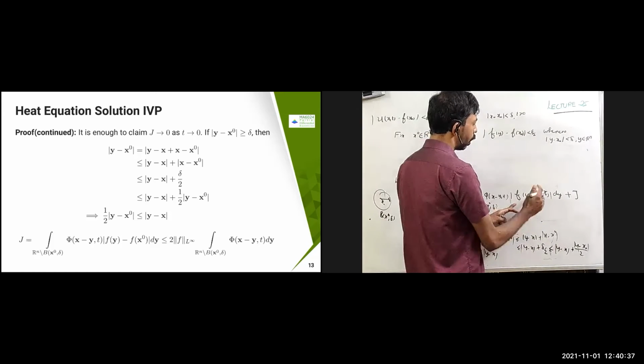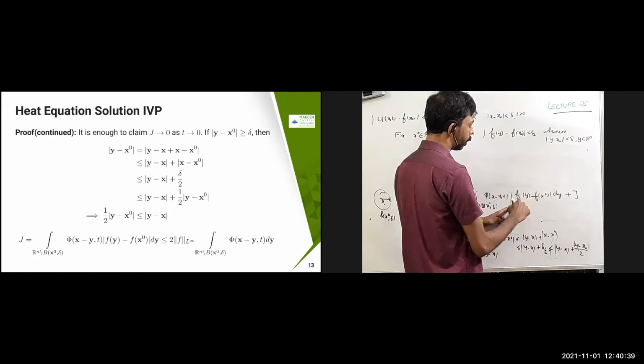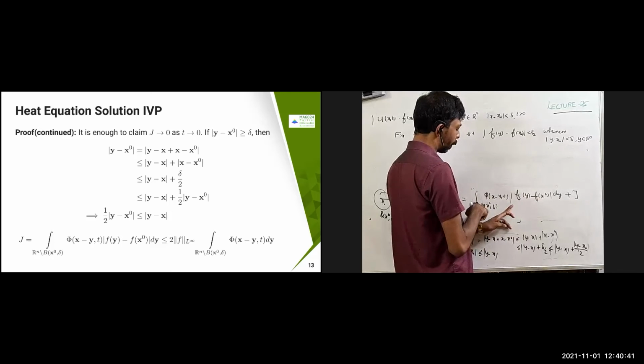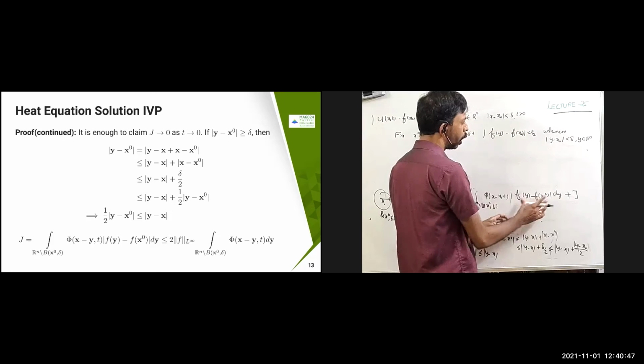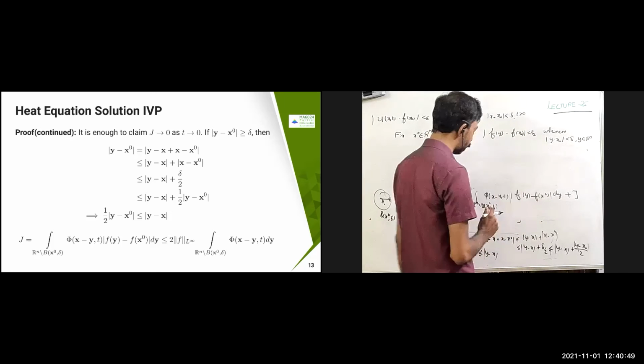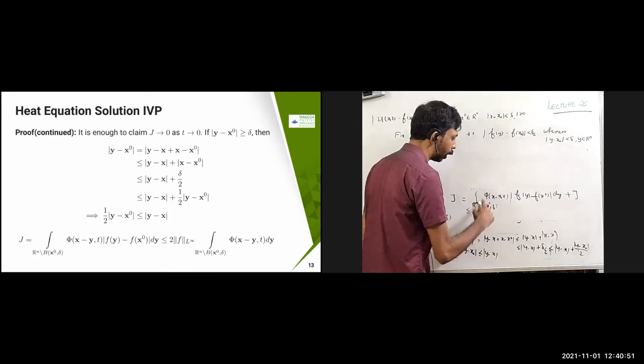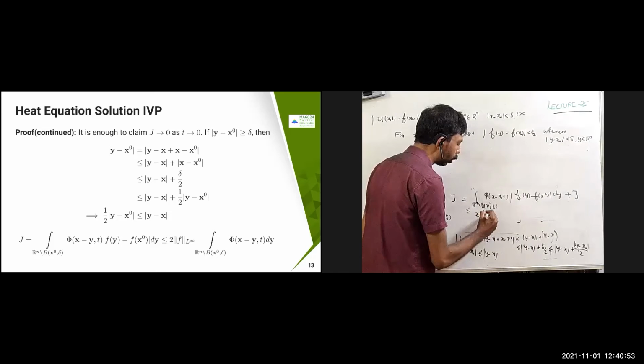Okay, so using the triangle inequality, I can write this as the integral over R^n minus B(x0, delta) of f(y) plus the integral over R^n minus B(x0, delta) of f(x0) dy. Both of these terms, the supremum, are going to be less than or equal to, so therefore you are going to get 2 times the norm of f in L infinity.